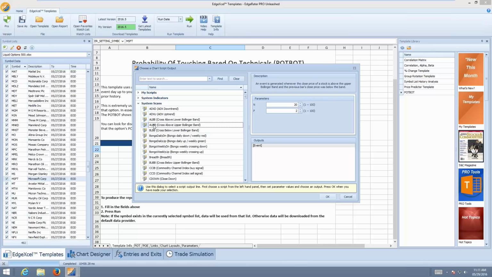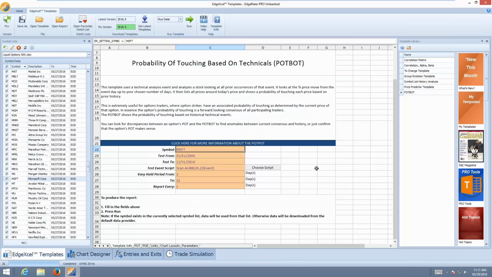Now if we look at AUBB, which is where we were before, you can see that this is a script which generates an event whenever the close price is above the upper Bollinger Band. And the previous bar's close price was below the band, so it is detecting that cross. And 20 and 2 are the periods for Bollinger Bands, the default periods. You could change those if you want to try out different things, but I'm going to leave them set as default. And then the output line is just the event. So I'm clicking OK here. This is actually the way that it comes in the system. It's set up like this, so you don't have to make any changes to run this particular cross above upper Bollinger Band.